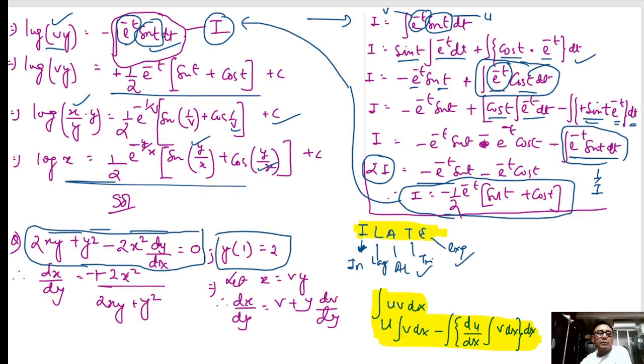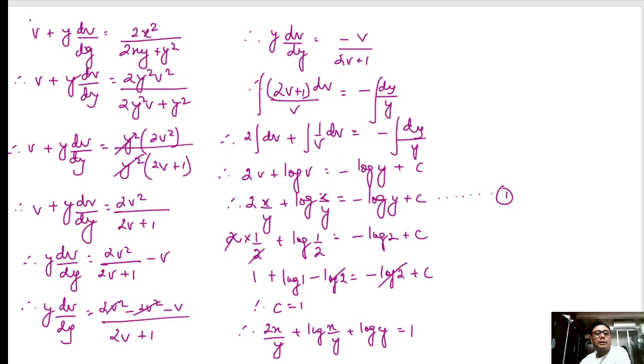So first of all, we cannot separate dy by dx, so we have to separate dx by dy, and this is a homogeneous equation. We can see that the degree is 2, 1 plus 1 is 2 and 2. So we have to take x equal to vy. Differentiating this, dx by dy is actually this. So now we will put it here. This was the dx by dy.